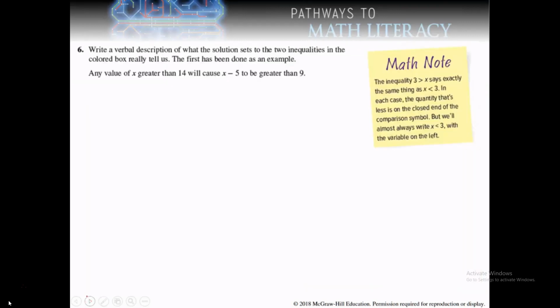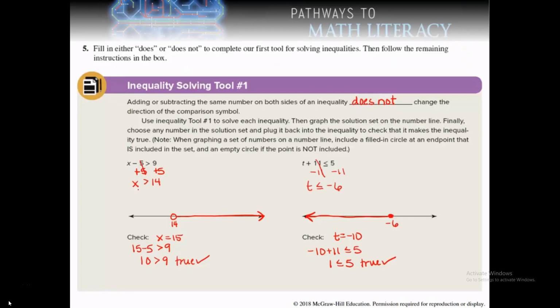Now in 6, we're supposed to write a verbal description of what each of those mean. They've given us an example for the first one. And what they're saying is that since we found that x was greater than 14, that means that any value of x greater than 14 will make x minus 5 be greater than 9. So similarly, for the second one, we have t less than or equal to negative 6. That means that any value of t that is less than or equal to negative 6 will make t plus 11 be less than or equal to 5.